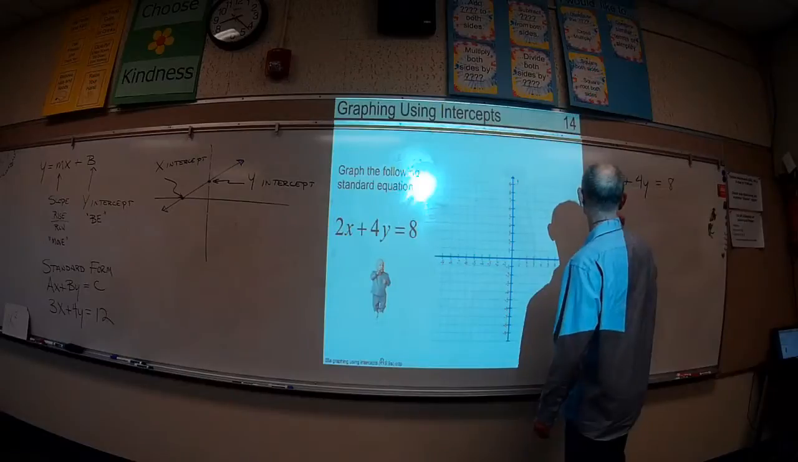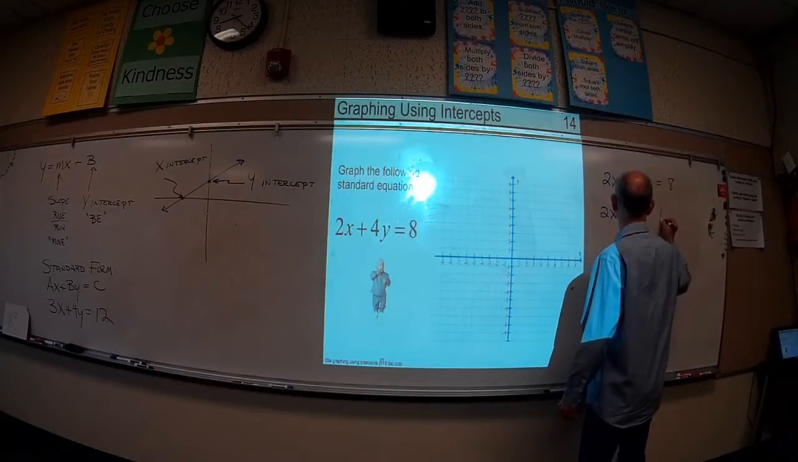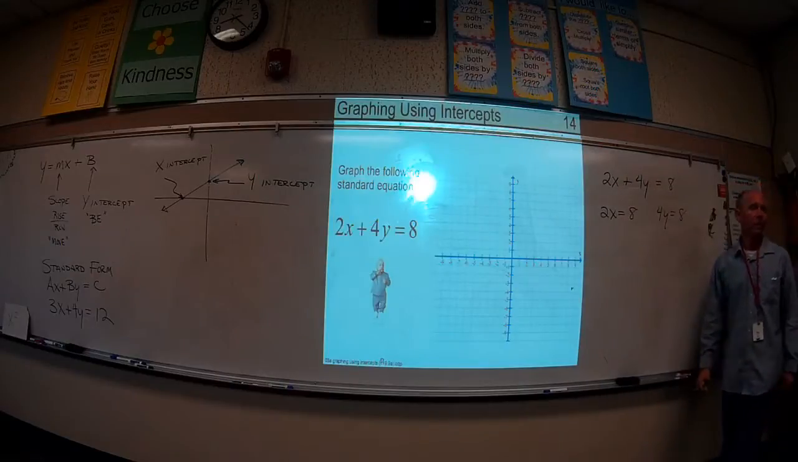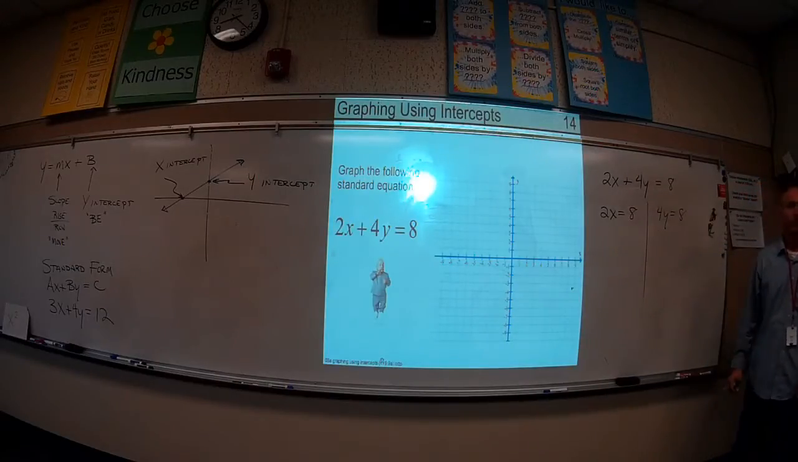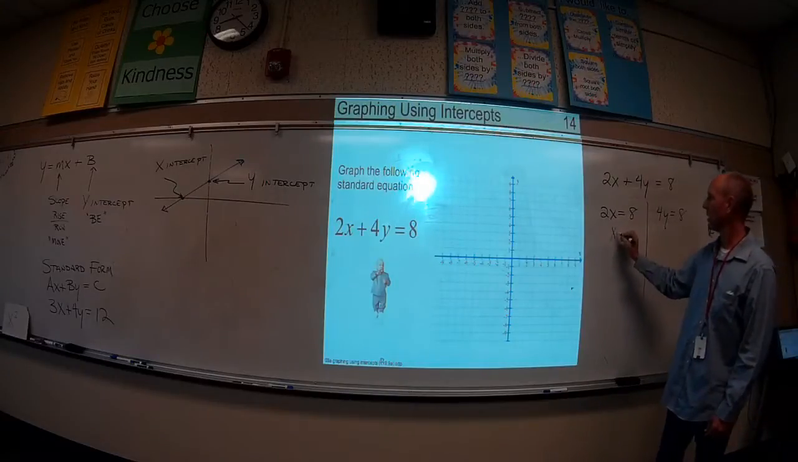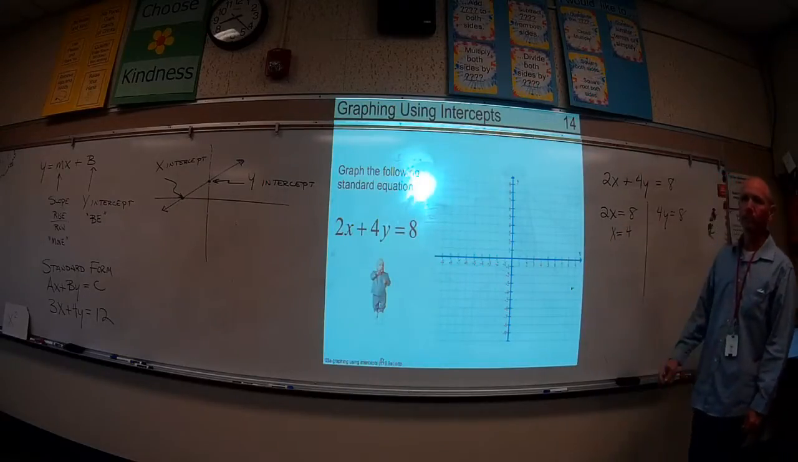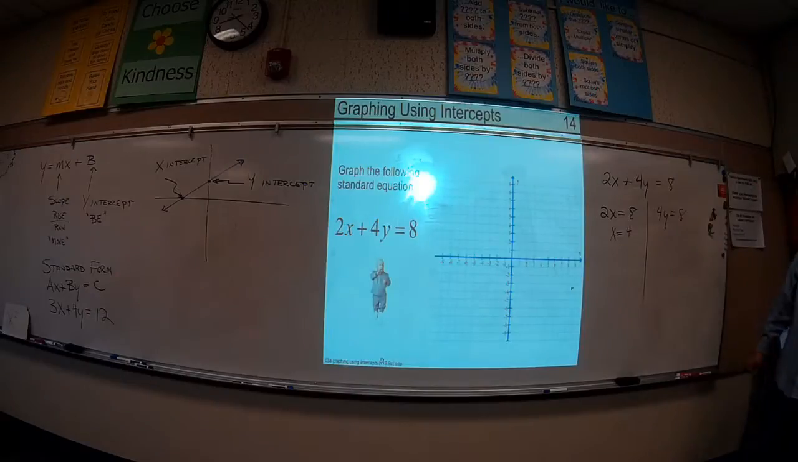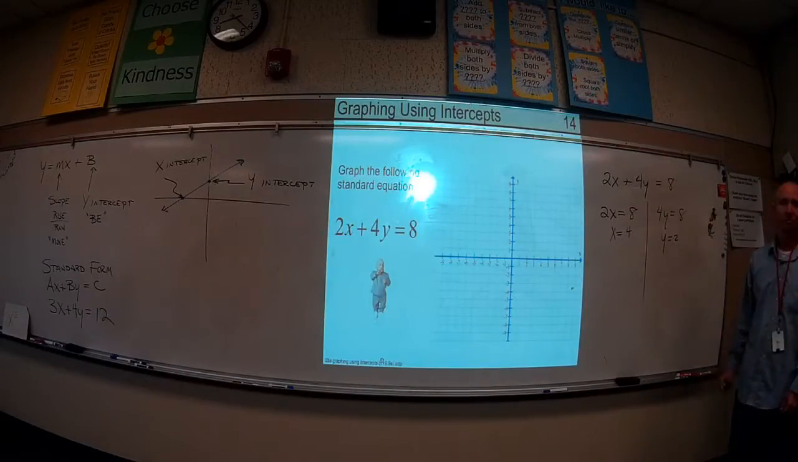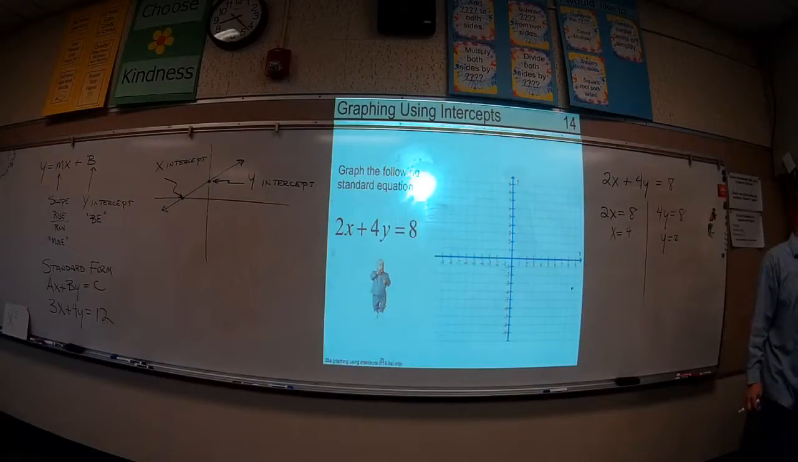Yes, 2x equals 8 and 4y equals 8. Good. You just created the two mini equations. Murphy solved the x. X equals 4. Nice. That's your x-intercept. Spencer solved the y. 2. That's your y-intercept. Plot the 2 points.